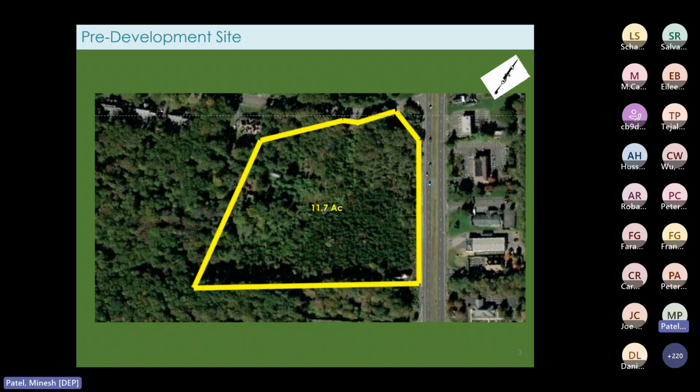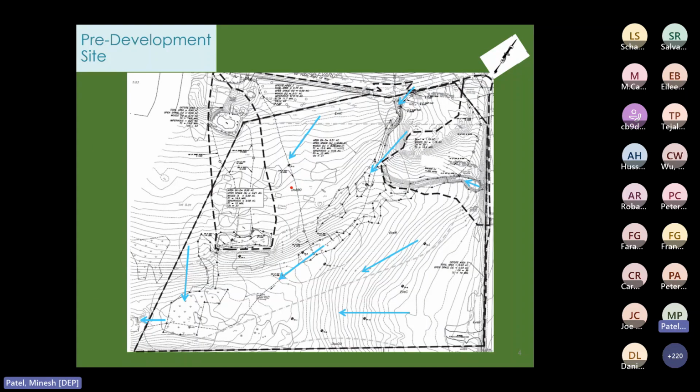So let's take a look at the drainage area map for the existing conditions. Here's a topographic view. As you can see, the arrows depict how the site would flow. Some flow from the road to the northwest and some flow from the highway to the east. Everything is going to be flowing towards the southwest portion of the site, with the high point of the site being in the northern corner.